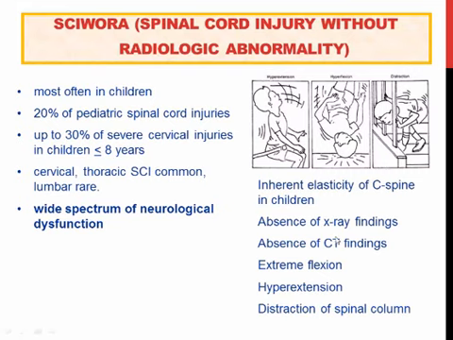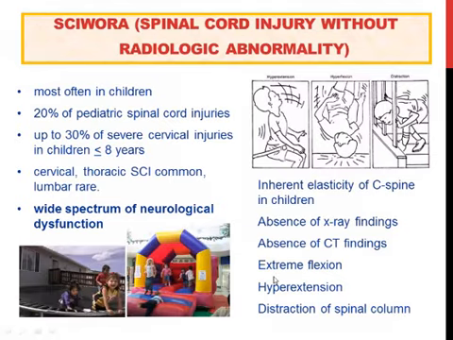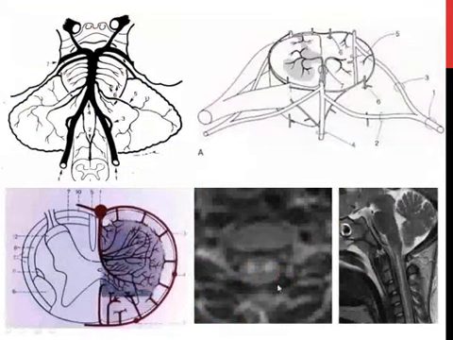Your X-rays and your CTs will be normal, and the pathogenesis is extreme extension or flexion or distraction of the spinal column. So beware of trampolines and bouncing castles when there are many children of different weights, because the big children will actually cause the smaller children to bounce off and injure their spines.